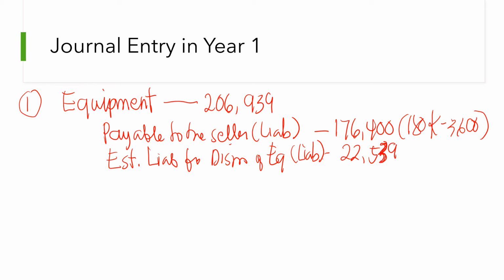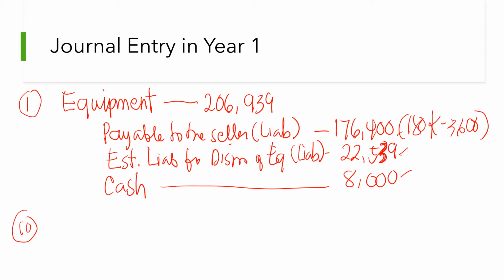Now, my assumption is that the freight cost, the insurance, the installation cost, and the startup cost, all of them were paid in cash. So, credit to cash for that, 8,000. So 176,400 plus 22,539 plus 8,000. This should be equal to 206,939.